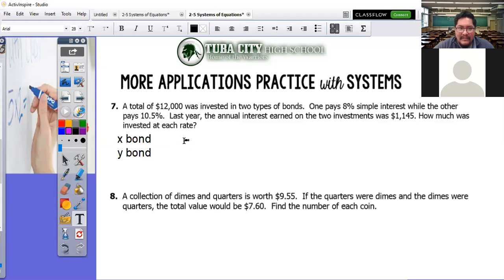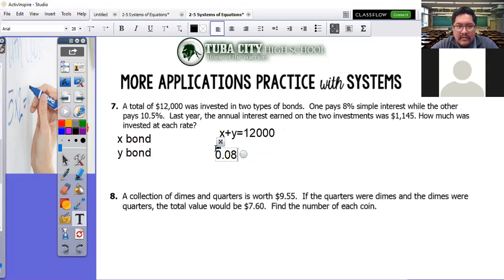Again, this one is a tricky one because the wording is all over the place, and which numbers do you grab for what? All right, so a total of 2 types of bonds. We had the X bond and the Y bond, and that was 12,000. And the other part that's kind of tricky is that they're talking about the interest to the amount. So one pays 8%. So 8% is written like this.